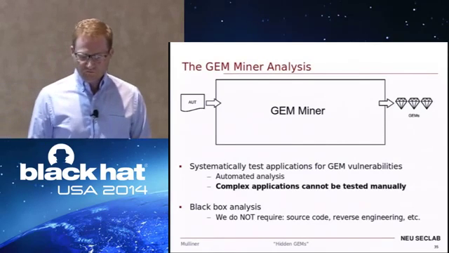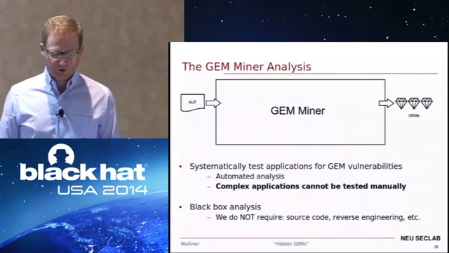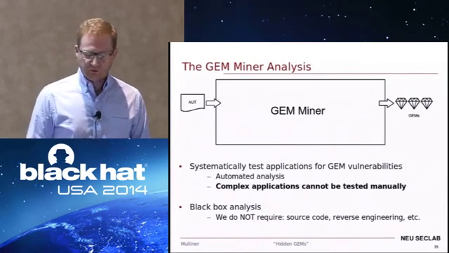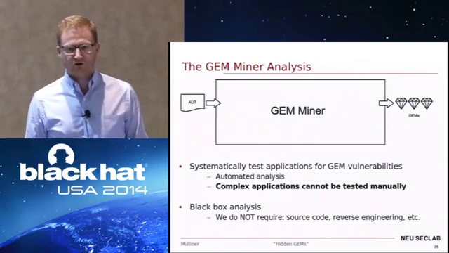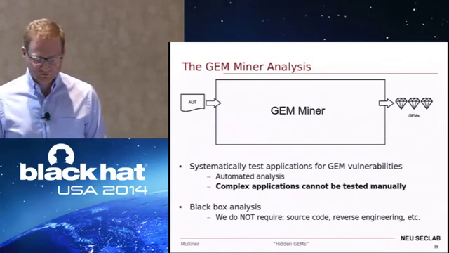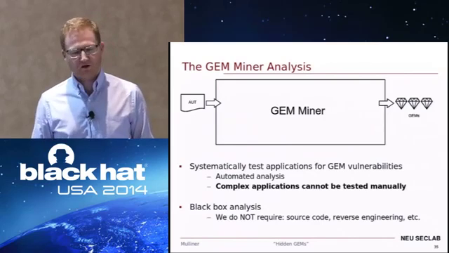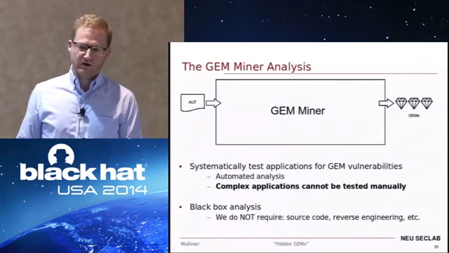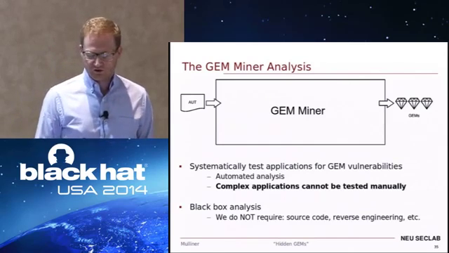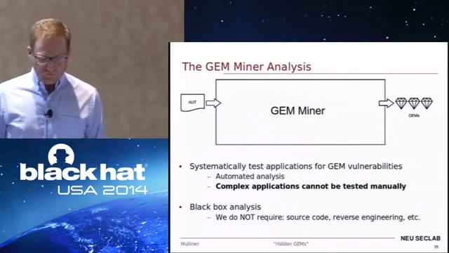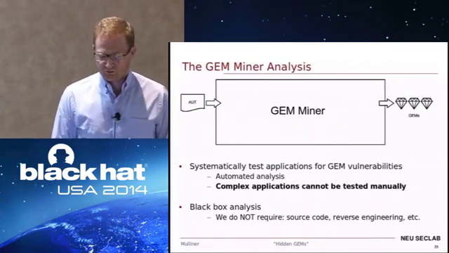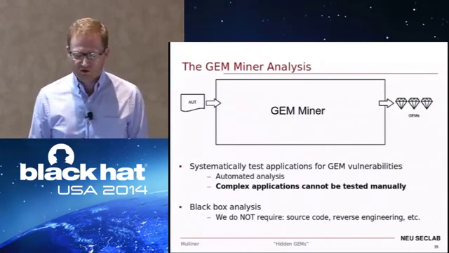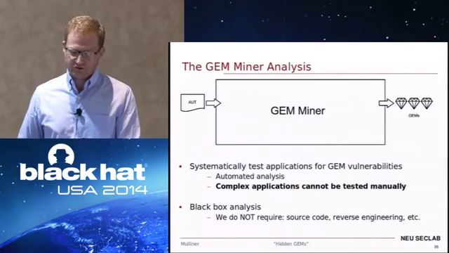The whole idea is to do this analysis in a black box fashion, because then we don't need access to source code. We don't need to reverse engineer stuff. It just makes things easier. Also, we don't need to care whether this is a managed .NET application or a native application. So our system, which we call GemMiner, basically you put your application under test in on the left side, and on the right side you get out your gems.